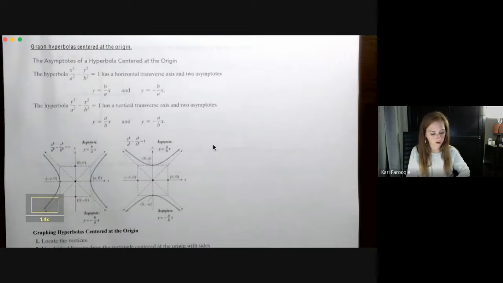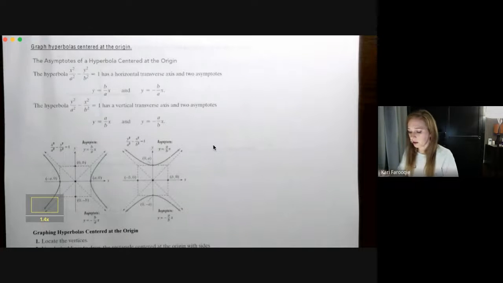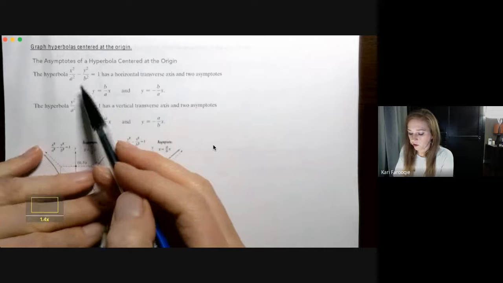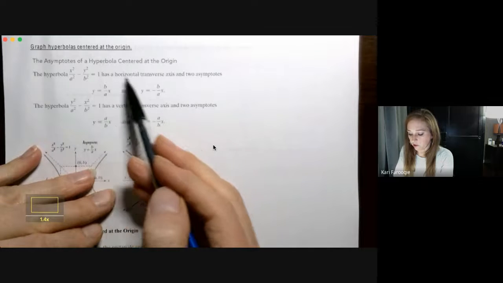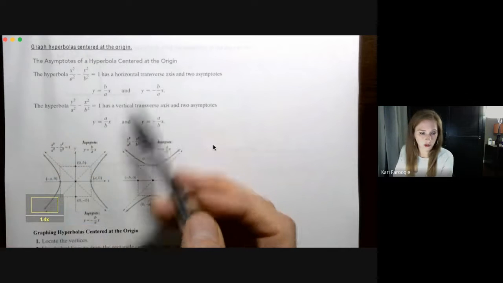So far we've talked about their equations, and we've talked about matching a graph. We've talked about finding vertices and finding foci. But now we'll talk about how to actually graph these hyperbolas. It's slightly more complicated than graphing an ellipse, but it's not too crazy. Okay, so the hyperbola x squared over a squared minus y squared over b squared equals 1 has a horizontal transverse axis. We already talked about that.